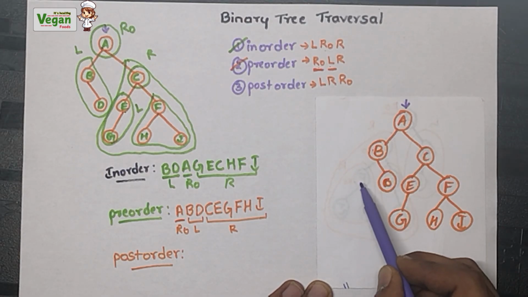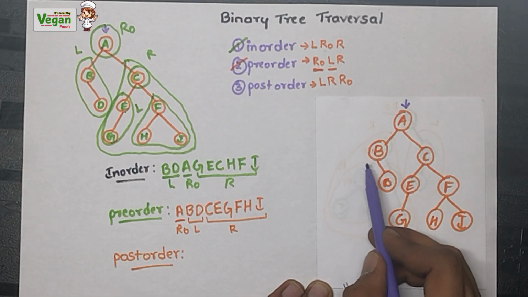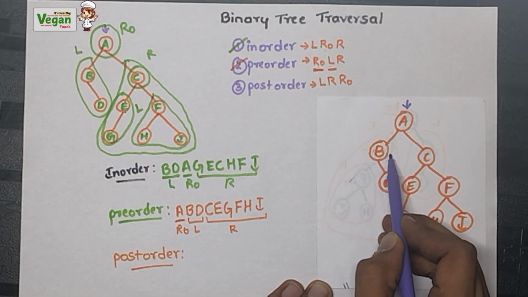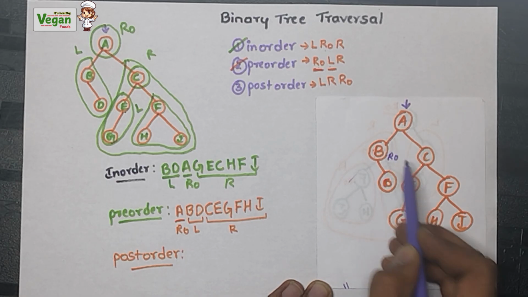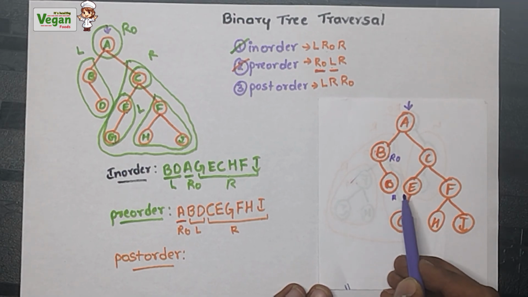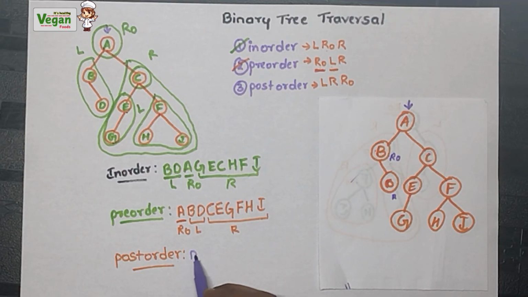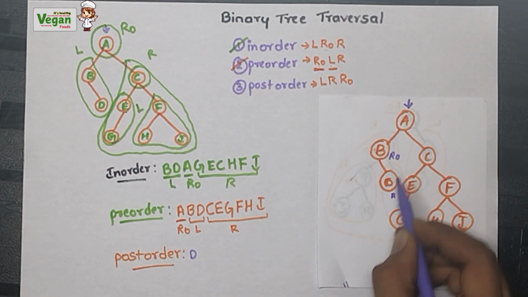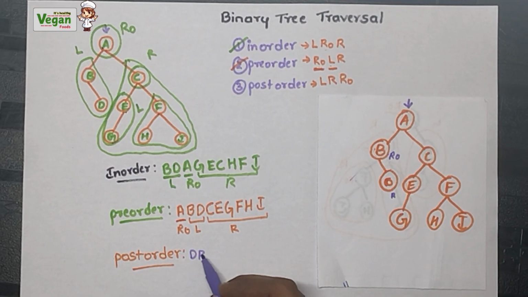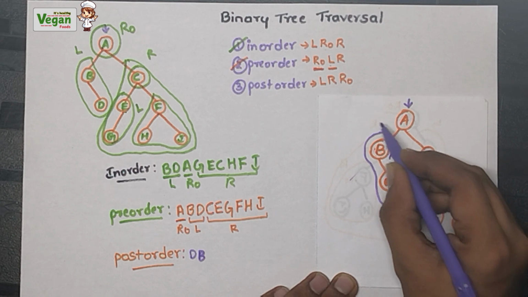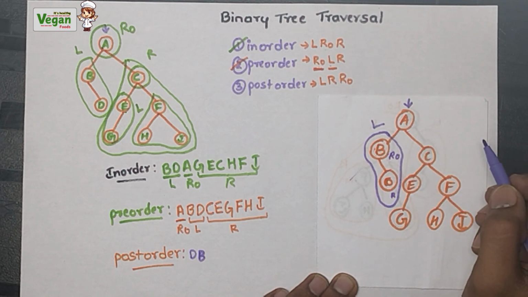So to the left of B, nothing is there. So what will I do? I will stop here. There is no left node for B. So the root will be B and the right will be D. So what must I write? Left is not there. I must write the right side. That is D. Next I must write the root value. Root value is B.